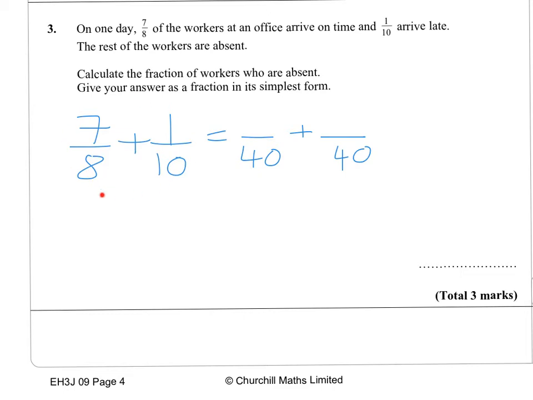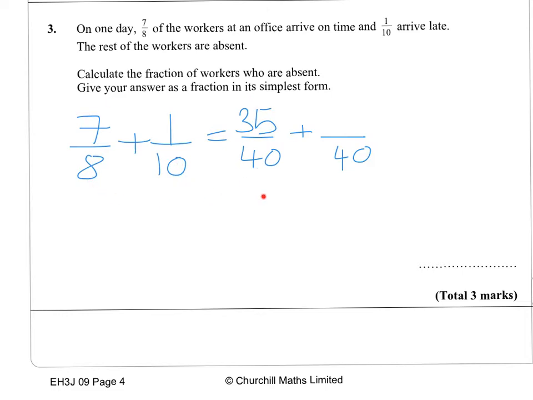So what I do to 8 to get to 40, I must do to 7 to get to 40. So I times 8 by 5, I must times 7 by 5, which gives me 35. So 7/8 is equivalent to 35 over 40. I times that by 5, I times that by 5.